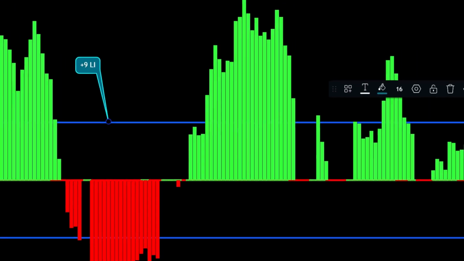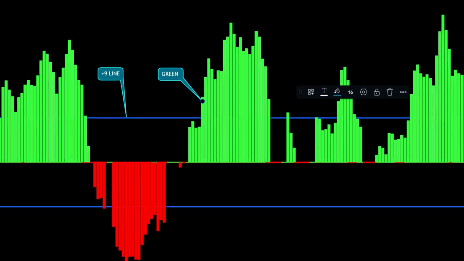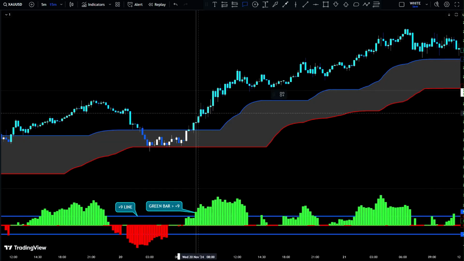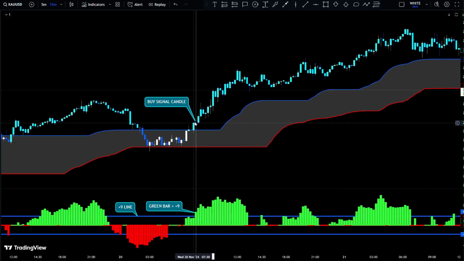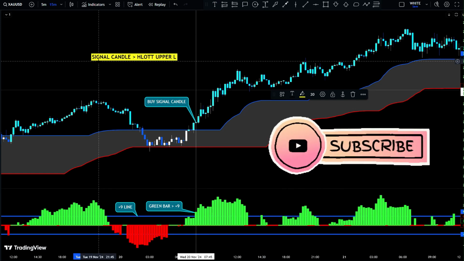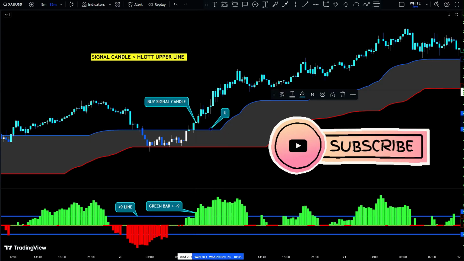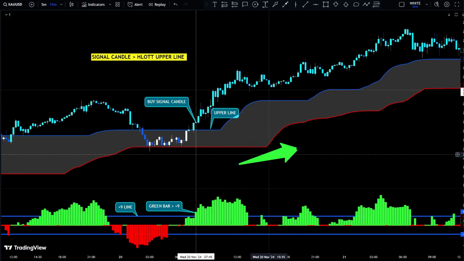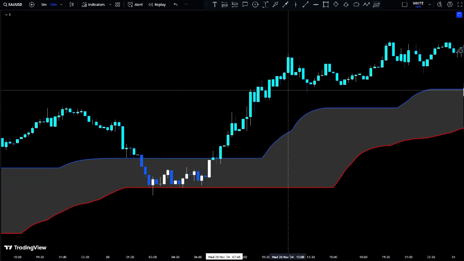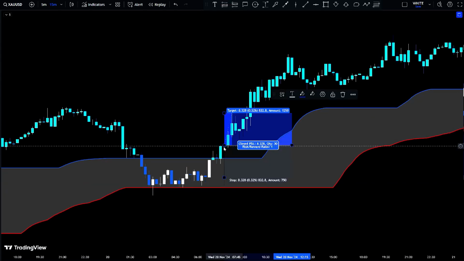When a yellow bar surpasses the +9 line, this indicates a buy signal. However, should we trade based solely on this information? The answer is no. Check the HLOTT indicator and the signal candle. If the signal candle's close price is above the indicator's upper line, the buy signal is confirmed, suggesting an uptrend in the market. At this point, you can confidently open a buy position.